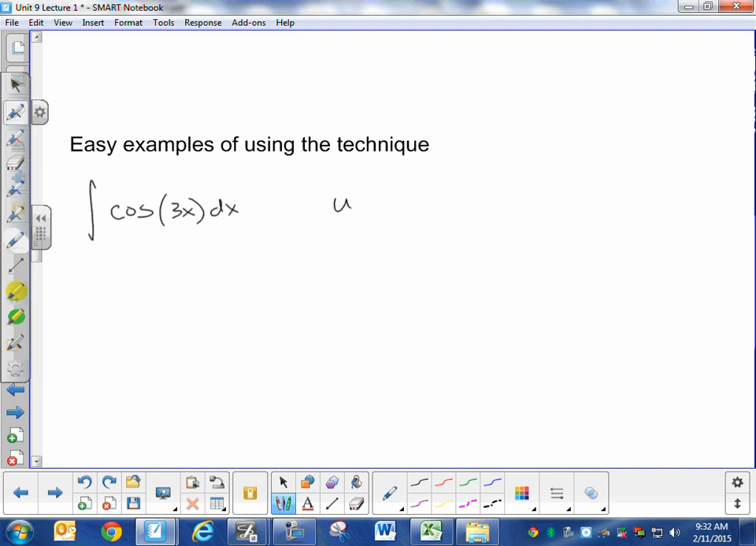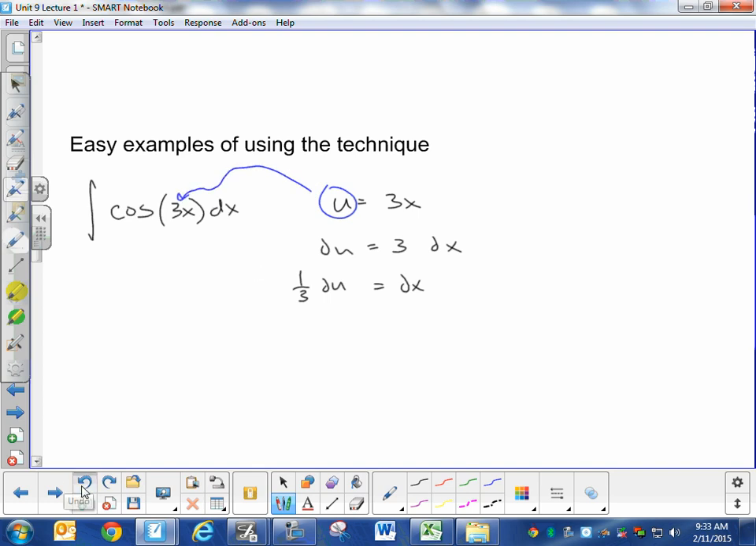I will set u equal to the inside of that composition of functions. Typically, it's going to be the inside. Then I'll take the derivative with respect to x, giving me du is equal to 3 dx. That's the whole. We had du dx is equal to 3. Multiply both sides by dx. Then I will solve for dx. Divide both sides by whatever dx is being multiplied by. Then I will substitute in u.